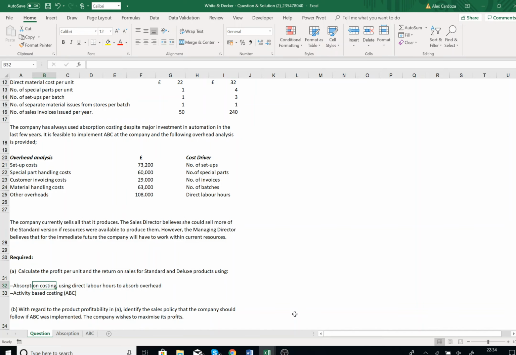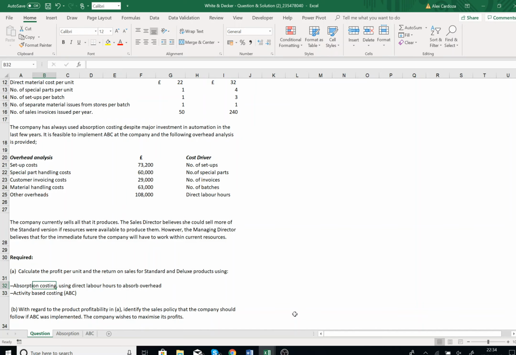They just pick an overhead driver, usually what is believed to drive most of the overhead costs, which is the volume of production. In this case, it's labor hours. It might be machine hours, it might be units. There are different overhead absorption rates.